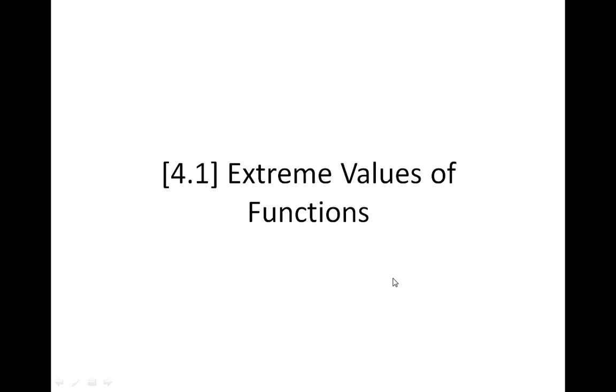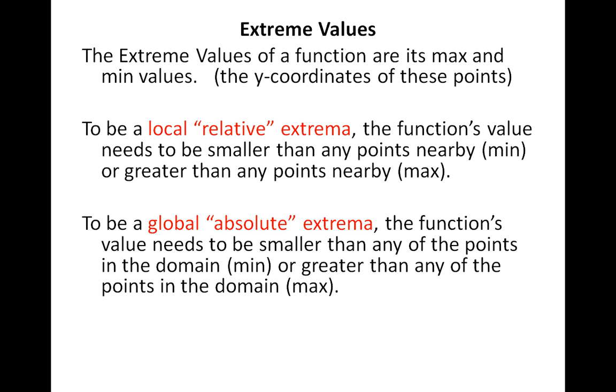Okay. So first section, extreme values of functions. And first thing to do is really make sure you know what an extreme value is. So our definition is basically going to be the maxes and the mins of the functions. And when we're talking about the extreme values, it's important to remember that we're really looking at the y-coordinates of these points. So you have two types of extreme values. You have local, also known as relative, and you also have global, also known as absolute.